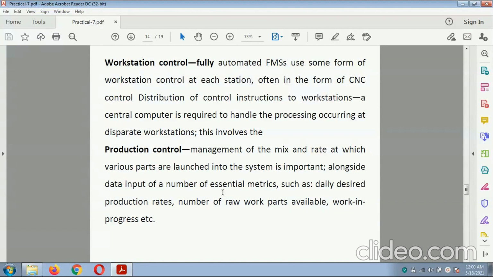Second is production control. The management of the mix and the rate at which the various parts are launched into the system is important. It also looks at a number of essential metrics such as the daily desired production rate, number of raw work parts available, work in process, etc.